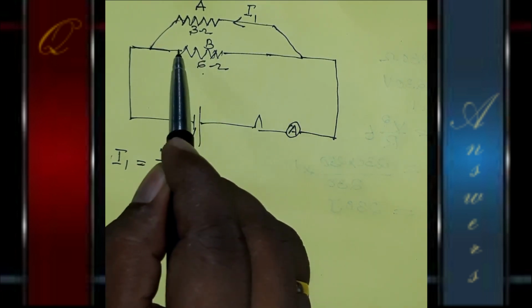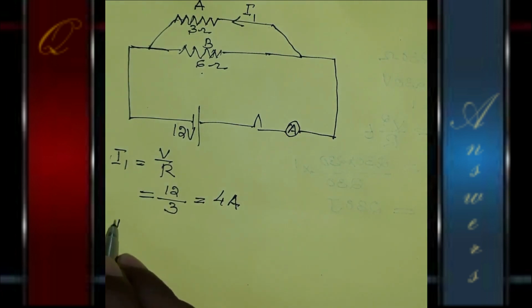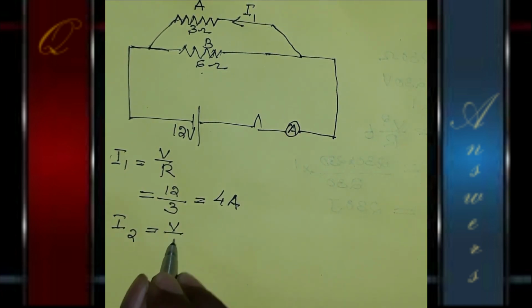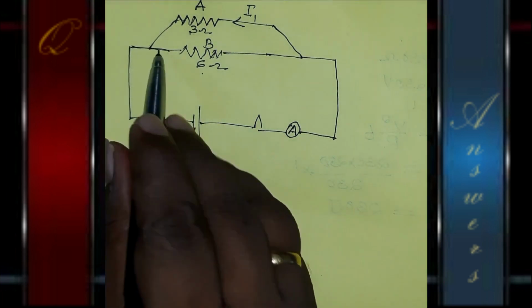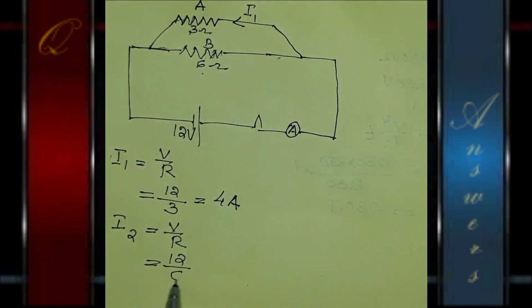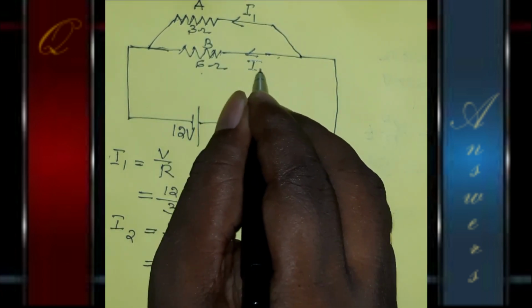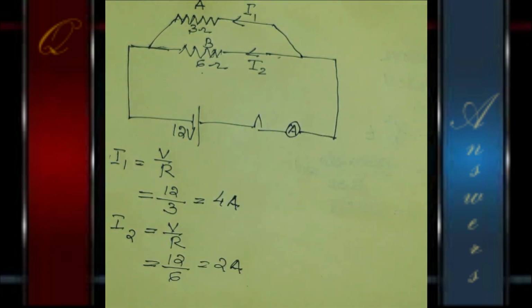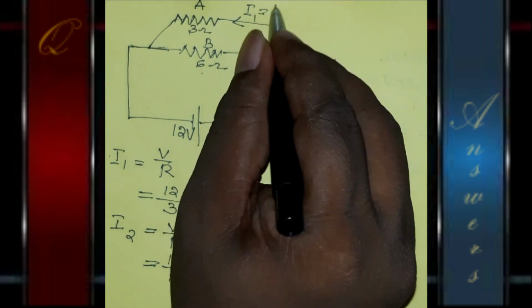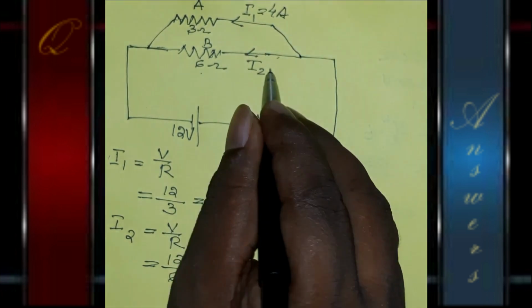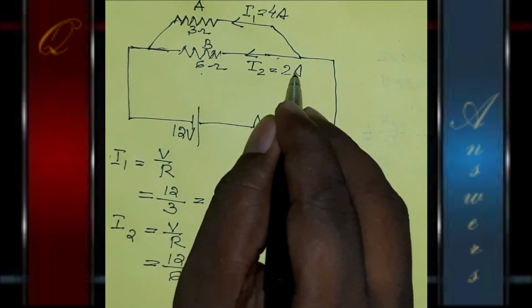So what is the current through it? You may use the same equation, Ohm's law. I2 is equal to voltage by resistance. What is the voltage? 12 volt. That is 12 divided by, what is the resistance? 6 ohm, which is equal to 2 ampere. So the current passing here is I2 equal to 2 ampere. The current passing here is 4 ampere. The current passing here is 2 ampere.